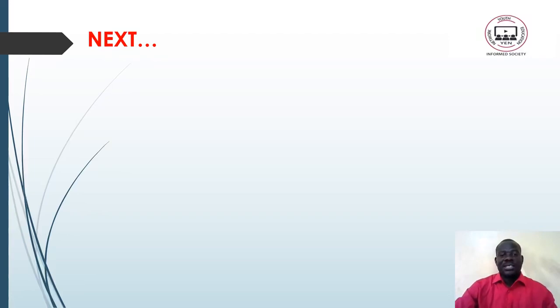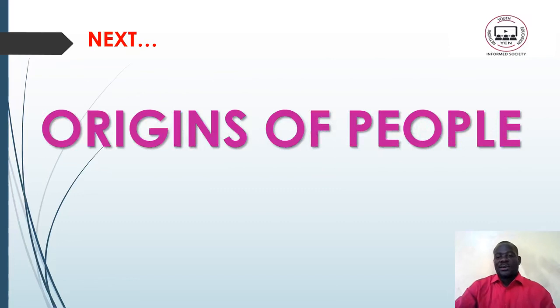Having looked at that, we stop here for now, but next time we are going to proceed from there, because remember we said we are going to look at time and the origins of people. So next we are going to look at the origins of people. What do we say in history about the origins of people? This is a very crucial part.